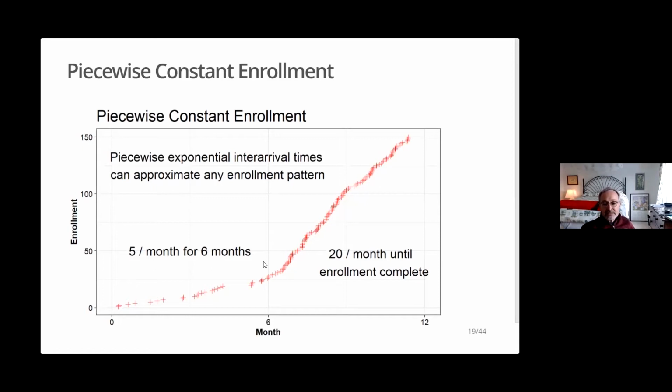So this is just an example of piecewise constant enrollment. Here I'm saying 5 per month for 6 months and then 20. So you can see there's a change in slope. And the expected enrollment duration would be 12 months. So the actual enrollment duration is random for the way I've set this up.